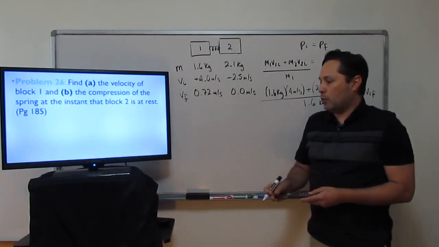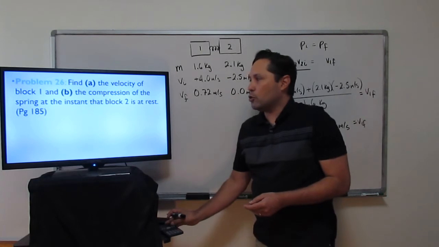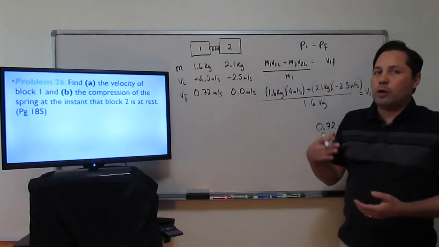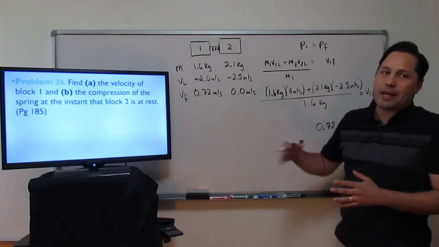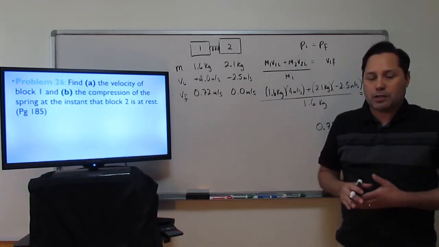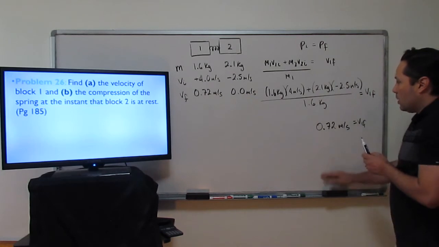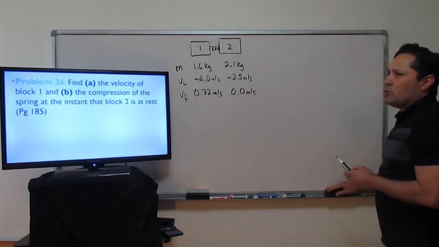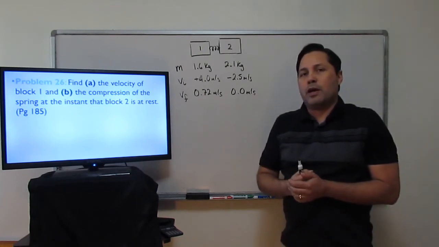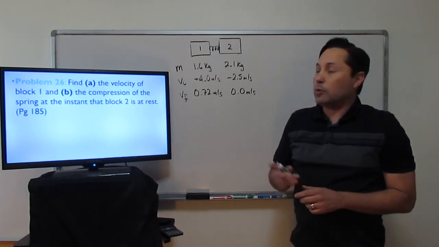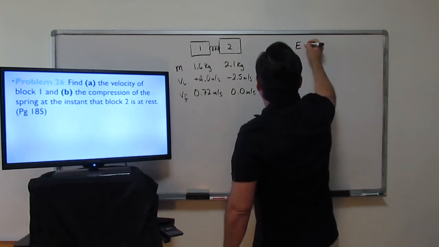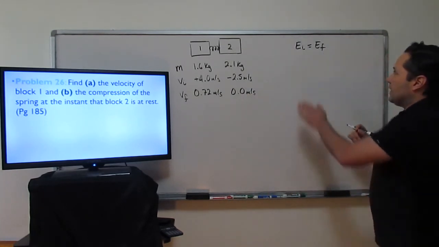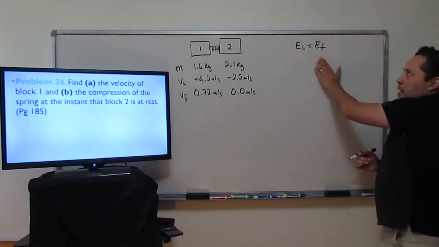Let's move along to part B. In part B, they ask you to find the compression of the spring at this instant, once the second object has no velocity, the final velocity is 0. Alright, so to do that we're going to use the conservation of mechanical energy. So it's going to be E initial is equal to E final. Mechanical energy initial is equal to mechanical energy final.